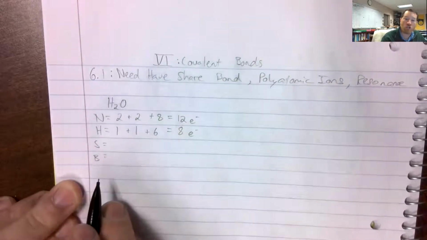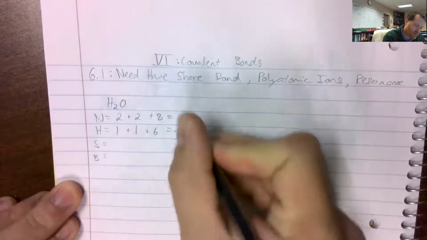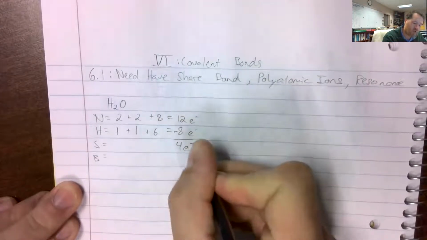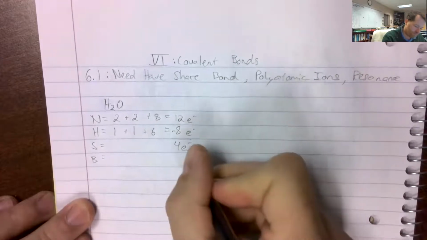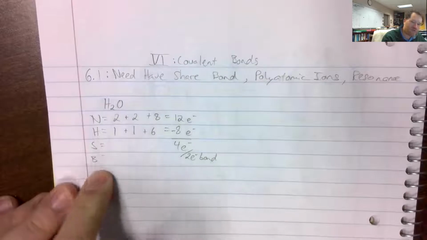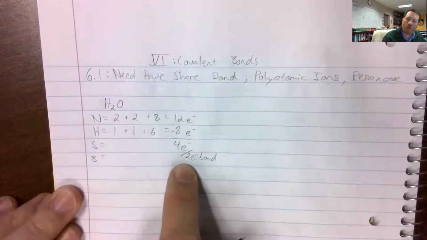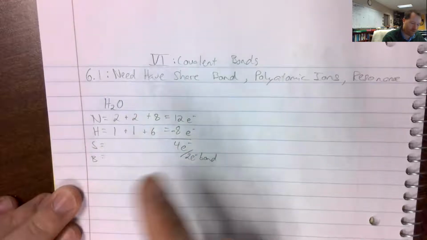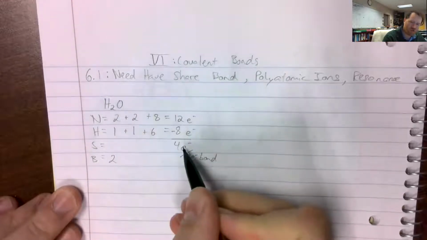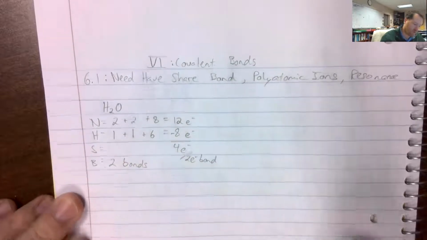How many are we going to need to share? Well, we need 12. We have 8. So we subtract to find the difference. We're going to need to share 4 electrons. For bonds, then, so share is 4 electrons. For bonds, there are 2 electrons in each bond. So we divide that 4 electrons that we need to share by 2, and we get 2 bonds.